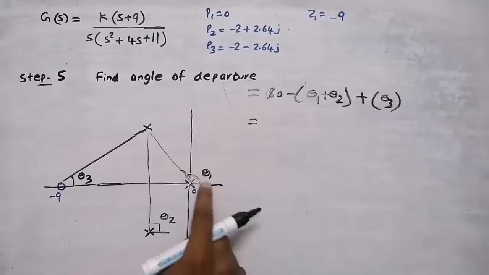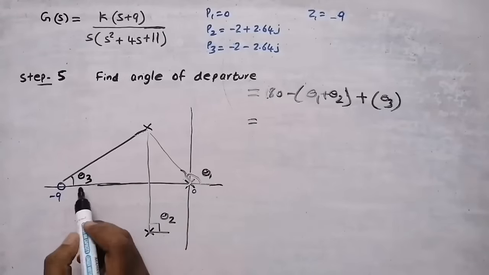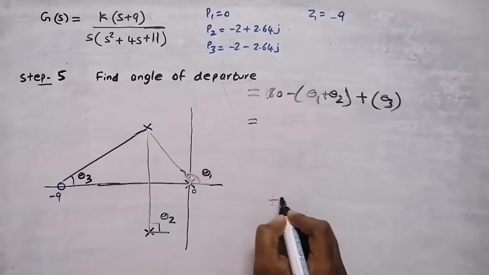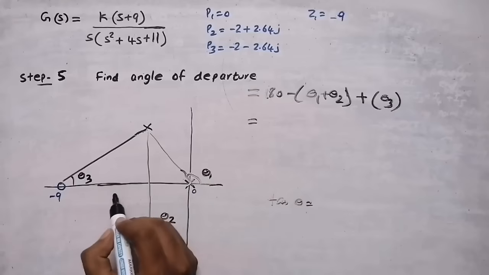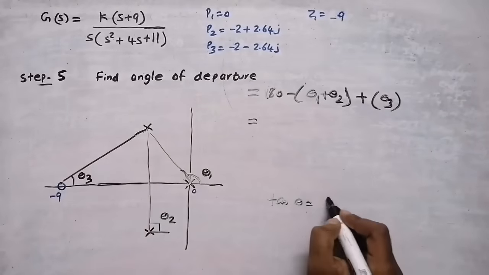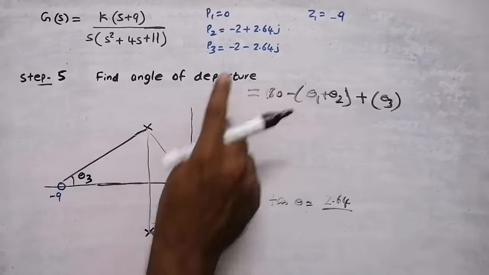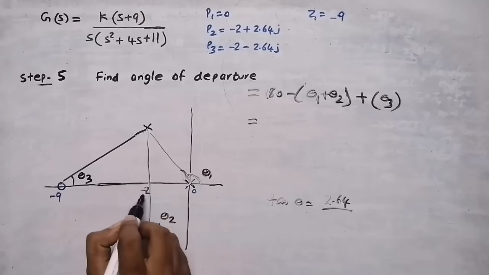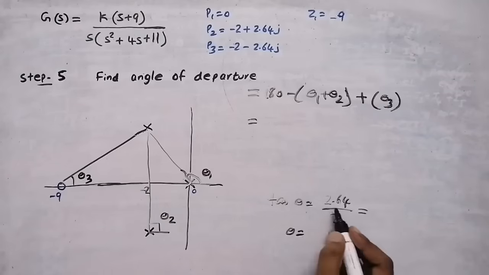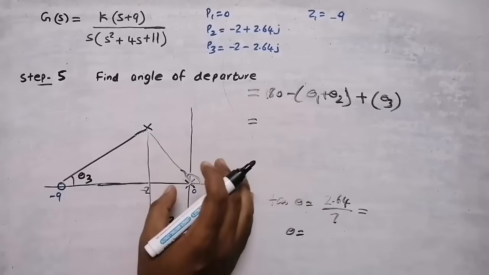Finding these theta values from the graph sheet, you can use a protractor, or you can use the tan method. For finding this theta 3, tan theta is opposite by adjacent. The opposite side, the height, is the complex value 2.64. So 2.64 divided by the adjacent value. Here it is minus 9, here it is minus 2, so the remaining value is 7. So 2.64 divided by 7. For finding theta, take tan inverse of this value. From that we can get the value of theta. But simply from the graph sheet you can use a protractor and find the angles.